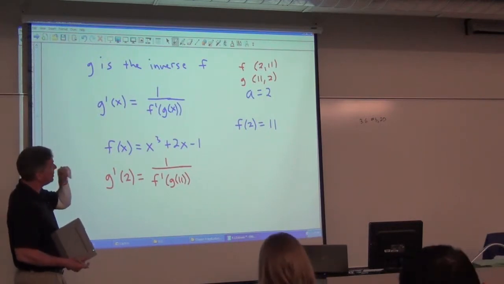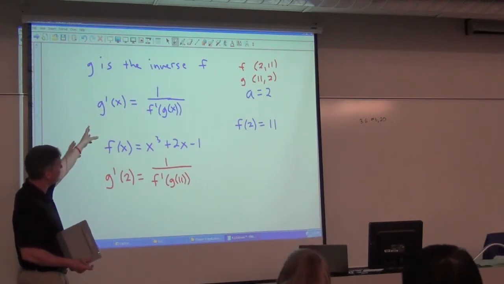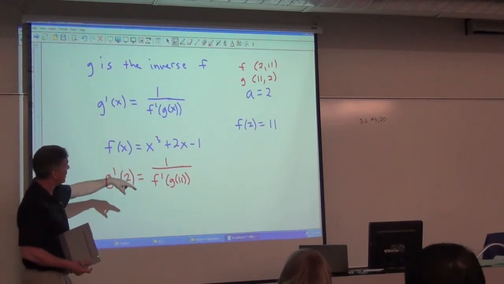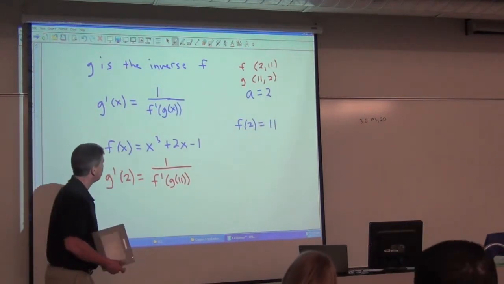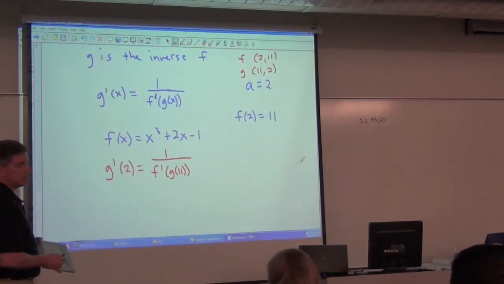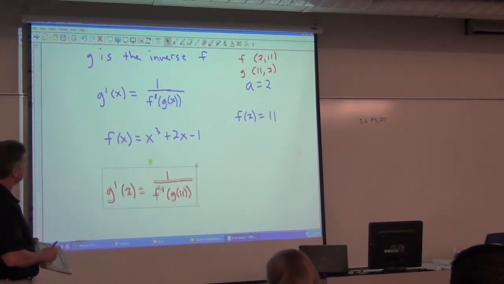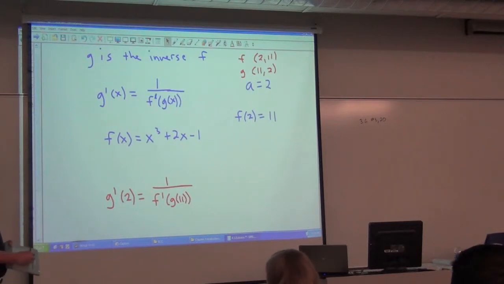So if we wanted to do it at 2 for x in the original function, then we need to use 11 for the x in the inverse. This formula lets us do this without having to find the inverse. Now, we also want to find f prime of x. What's the derivative of this? It'd be 3x squared plus 2.